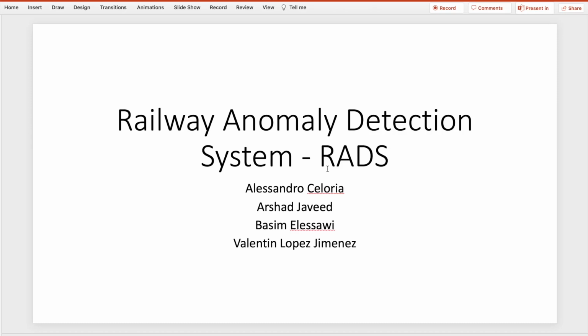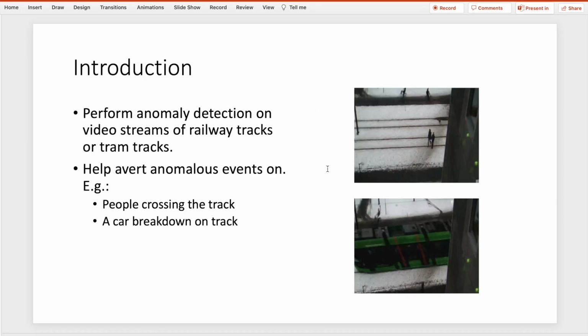Here's a quick introduction to our project, Railway Anomaly Detection System, or RADS for short. What we intend to do is perform anomaly detection on video streams of railway tracks. So this could potentially help in averting anomalous events such as people or animals crossing the track, or events such as a car breaking down on the track.